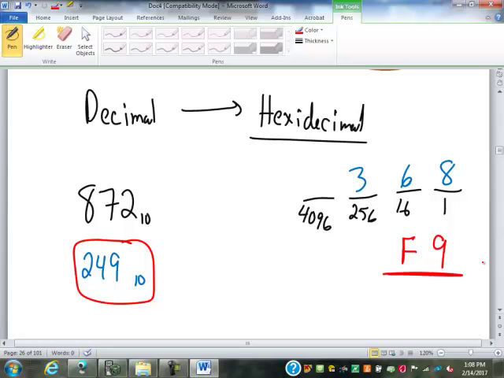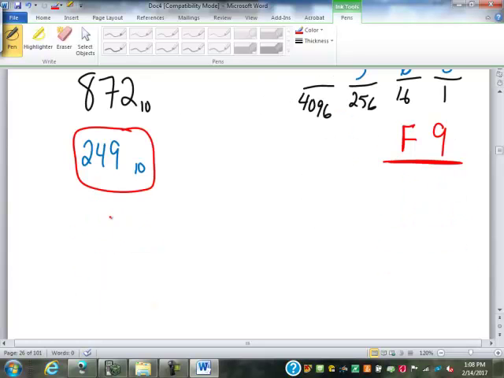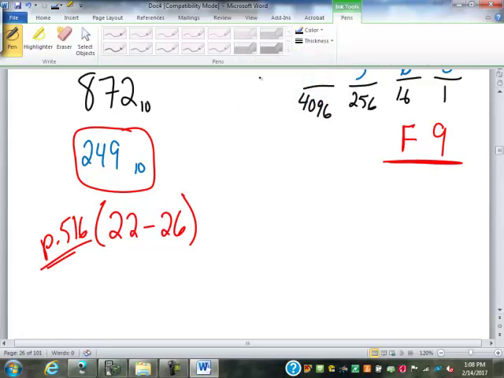So what I want you to do is I want you to do 22 through 25. Actually, let's do 22 through 26 on page 515 there. And we'll go over those in a minute.